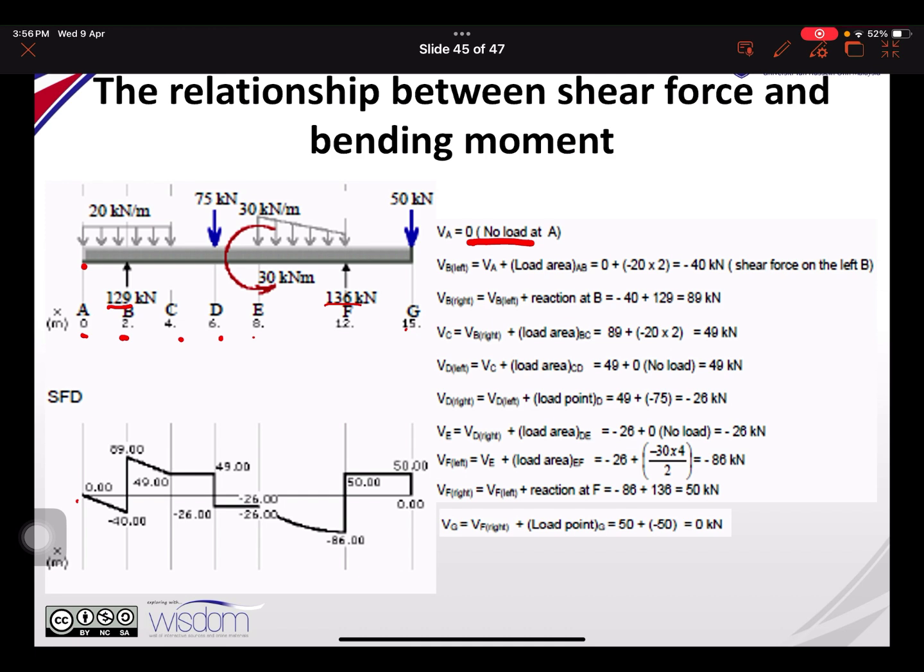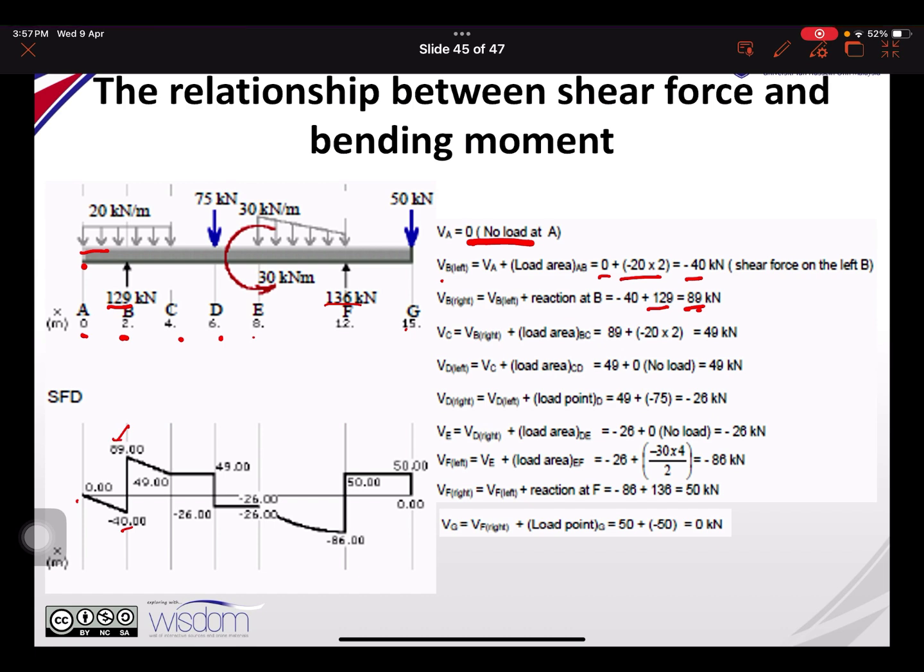After you start at 0, you can see that at this point you have a UDL, 20 kilonewton. Going downward is negative. So 0 minus 20 multiplied by 2, you get negative 40. Then at the next point, you have 129 kilonewton going upwards. So negative 40 plus 129, you get 89. So you plot 89 here.